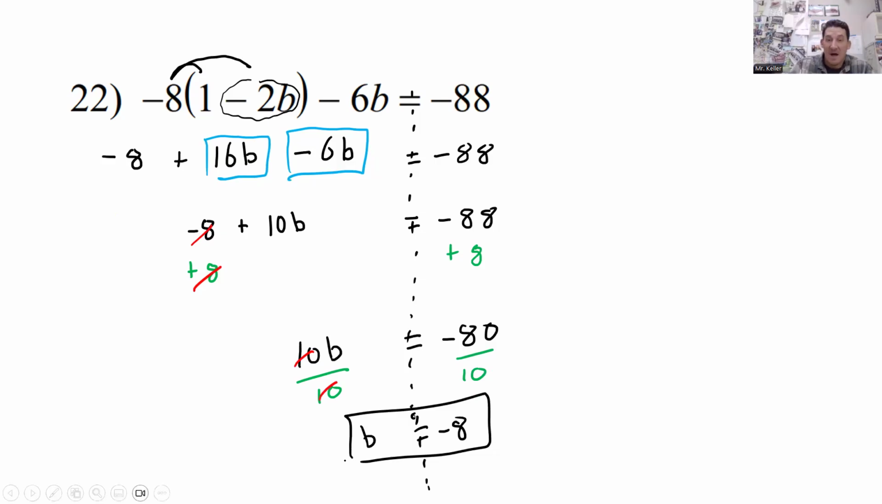All right. That'll do it for solving multi-step equations. Next thing we're going to do is equations with variables on both sides and proportions. We'll see you then.